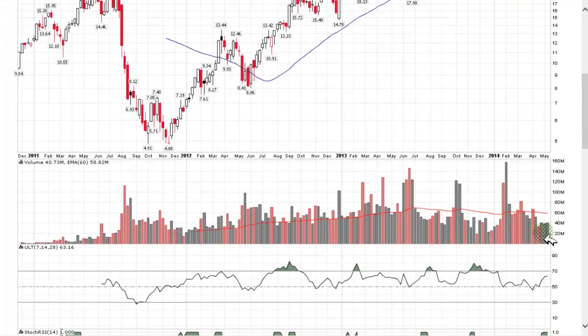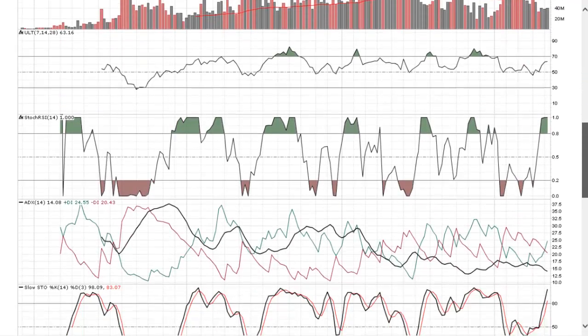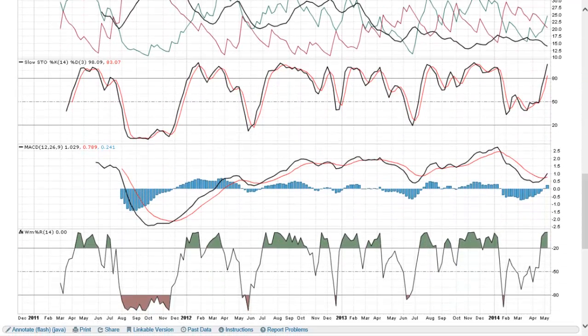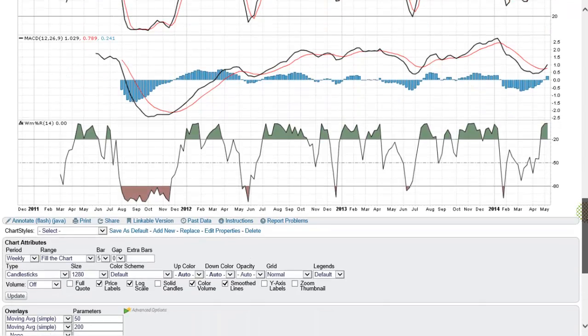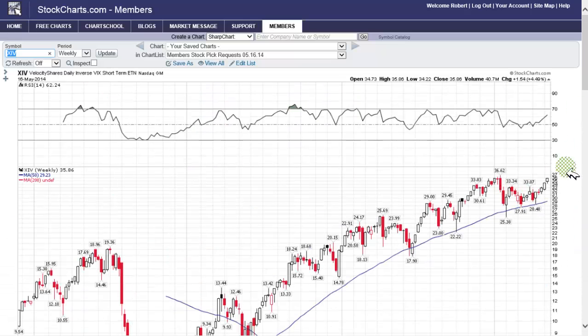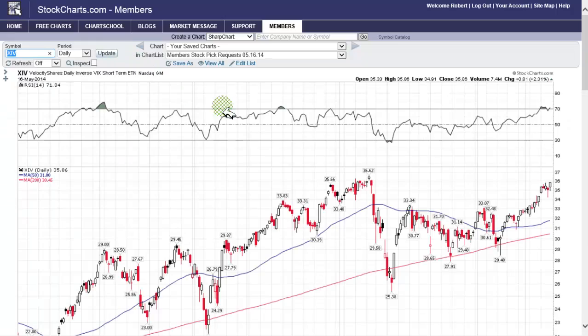Note how volume has dropped off dramatically, so the passion for this ETF is not as high. The oscillators look very, very strong. This is a weekly chart. It's looking good. So I'm not going to be a bit surprised to see it move higher, but it's susceptible to a key reversal. And once we get that key reversal, brother, look out below.